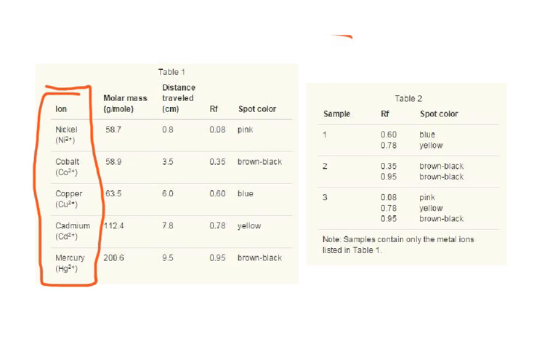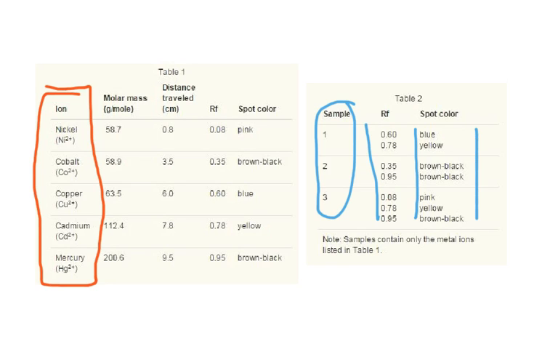But what we have are two different tables, and what we also see is that in table 1 we had these ions that were listed. In table 2 we just have samples with RF factors and colors. So what we can do is compare the different RF factors between these samples that we don't know what they're made of and the RF factors for these samples where we have the ions to figure out maybe what ions are in the samples. We also have the color that was made between the solvent and the solution.